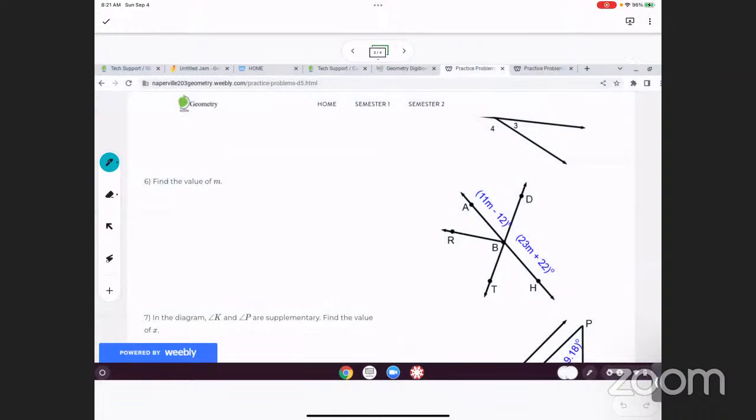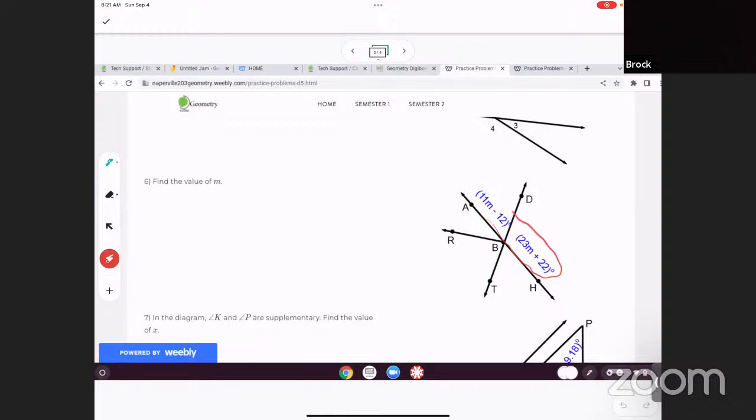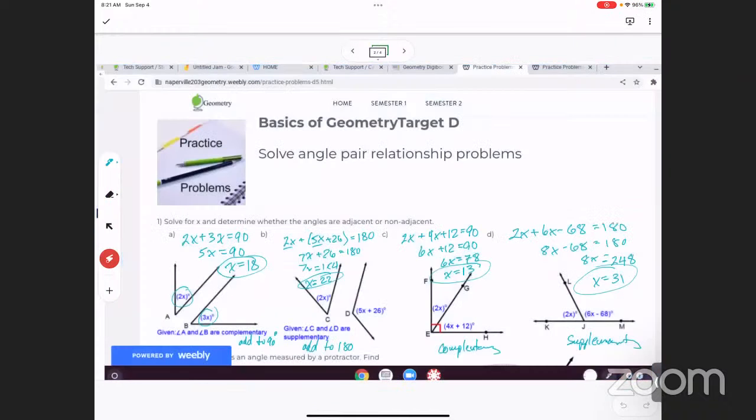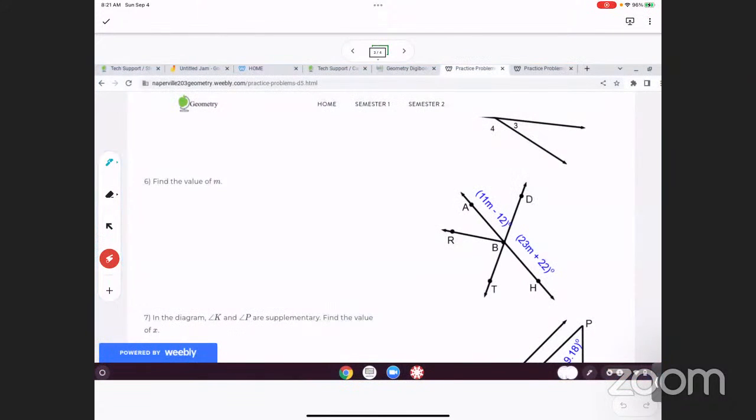Find the value of m. Is that the one we're working on? Yeah. So how would you do that? What would you do to find the value of m? Could you just go 11m minus 12 equals 23m plus 22? No, are those equal to each other? Oh, no. What did I do when I had it here? Isn't this a straight line? Yeah. So these are supplementary, right?